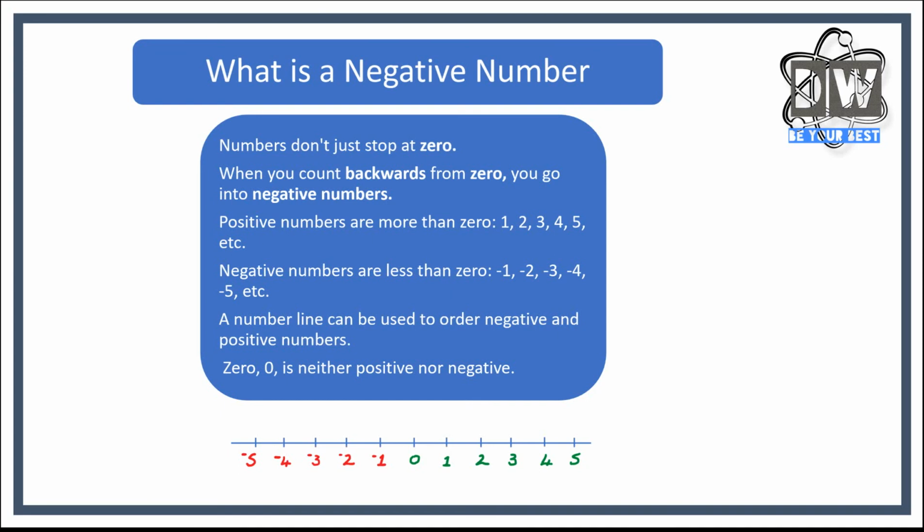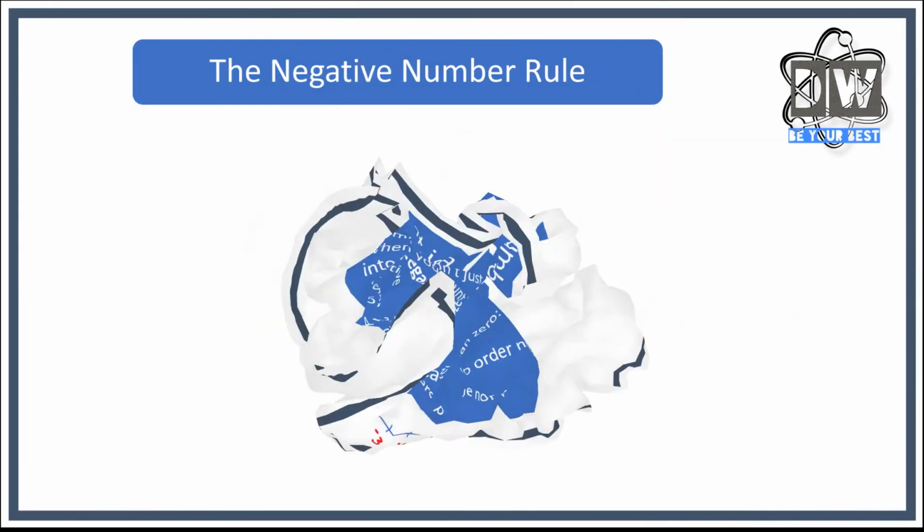Positive numbers are more than 0, so we've got 1, 2, 3, 4, 5, etc. Negative numbers are less than 0, so we get -1, -2, -3, -4, -5, and so on. A number line can be used to order negative and positive numbers. 0 is neither positive nor negative. It's somewhere in between. Hopefully we can have an understanding of that.